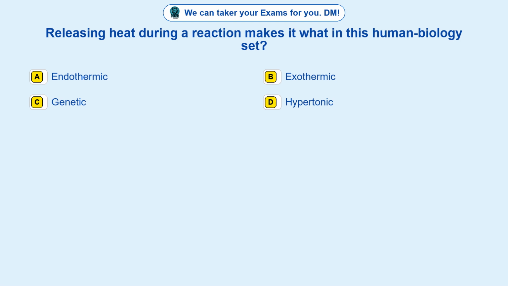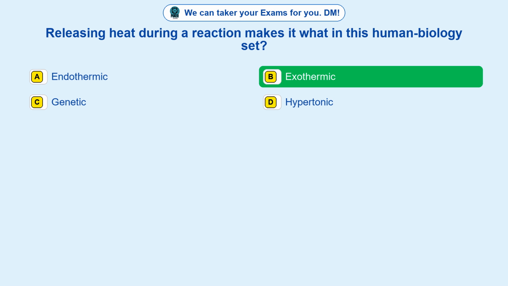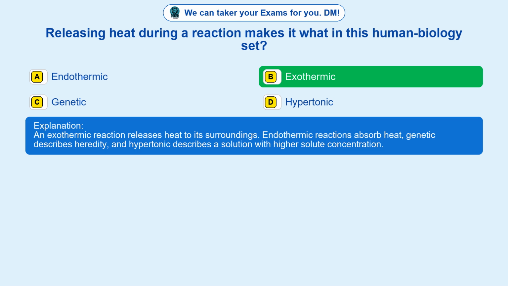Question 46. Releasing heat during a reaction makes it what in this human biology set? Option A endothermic. Option B exothermic. Option C genetic. Option D hypertonic. The correct answer is option B. Exothermic. An exothermic reaction releases heat to its surroundings. Endothermic reactions absorb heat, genetic describes heredity, and hypertonic describes a solution with higher solute concentration.